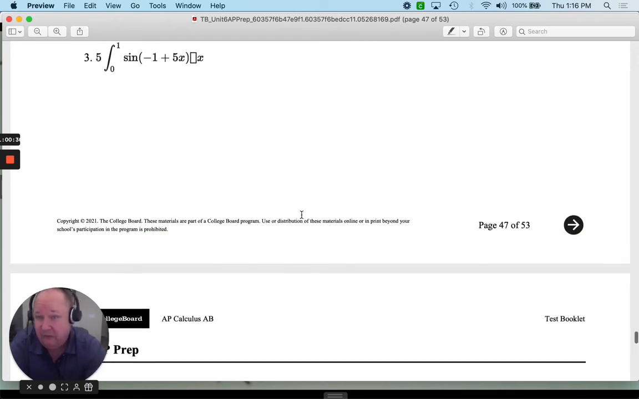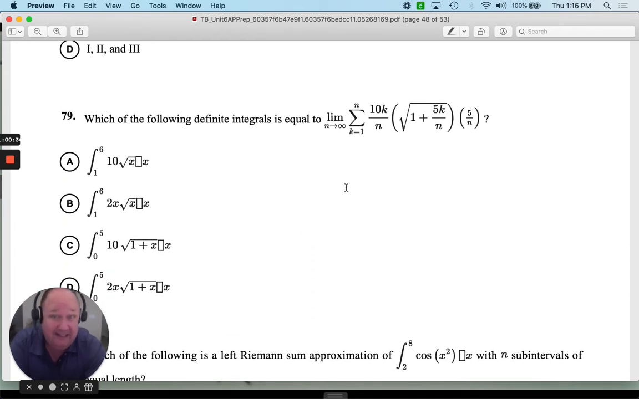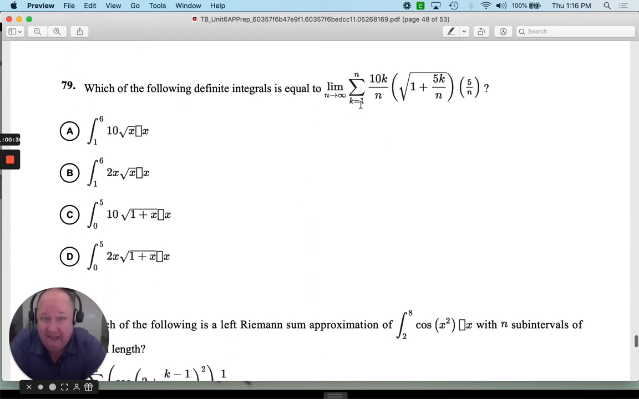So the answer for 78 is all three, 1, 2, and 3. The answer to 79, again, a Riemann sum can be described in sigma notation, going for an infinite number of rectangles. 5 over n, the n part there becomes the width, and this beginning part is the height.